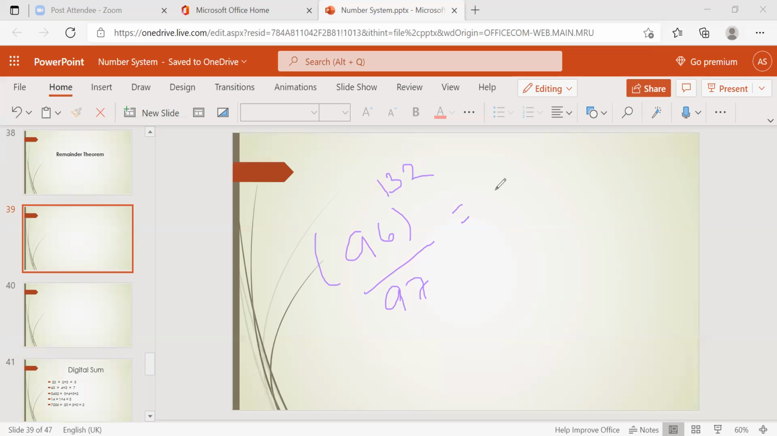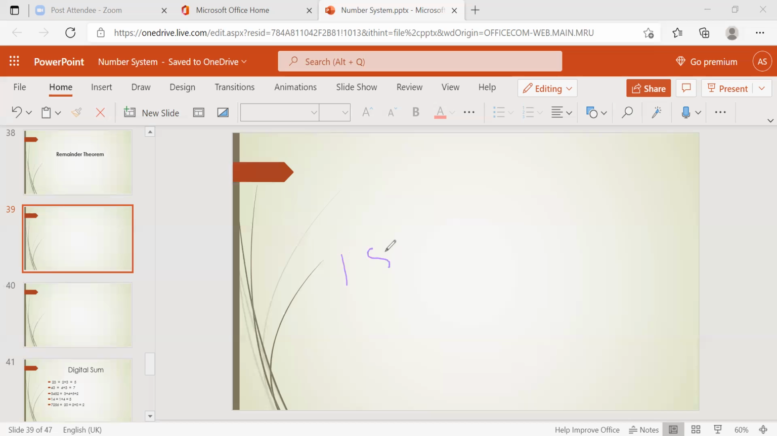Yeah, right answer. See, 96, I can write 97 minus 1, right? 97 minus 1 by 97, the whole power 132. So this will be exactly divisible, and minus 1 power 132. So it's an even number, so we'll get 1. So 1 is the remainder, right?